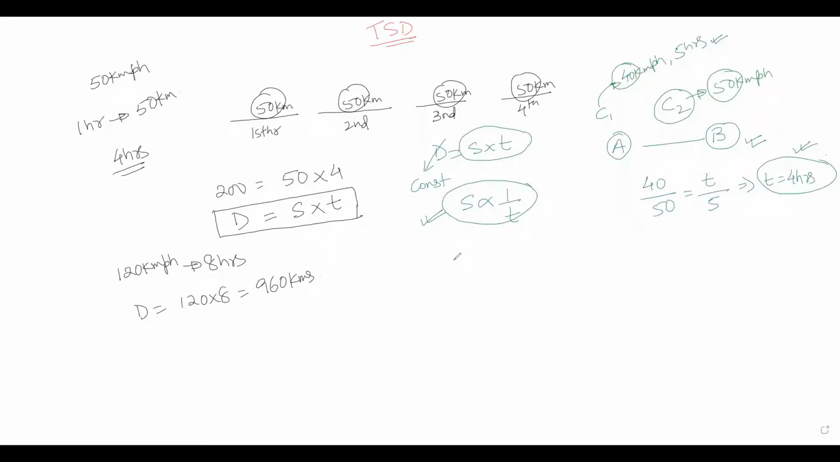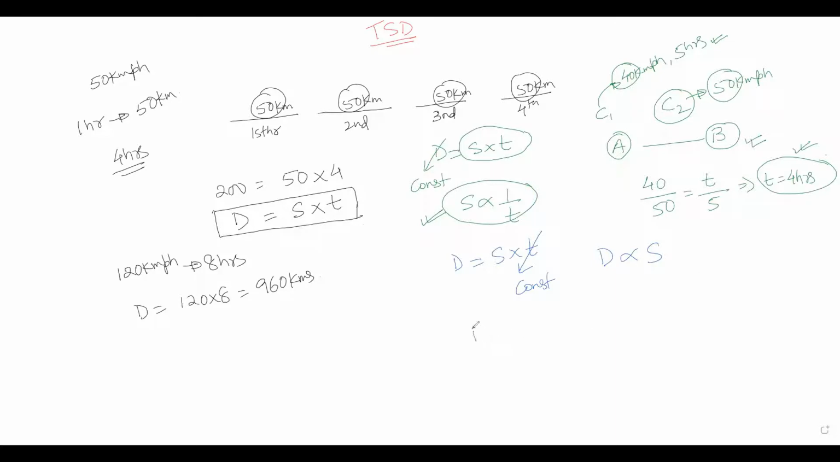In a similar way, say from distance is equal to speed into time, if I say that the time is constant, so we can say that distance would be directly varying to speed. That means if two cars or two objects are traveling for the same time, then the ratio of their distances traveled would be simply equal to the ratio of their speeds.